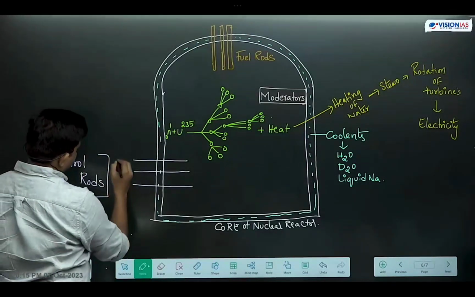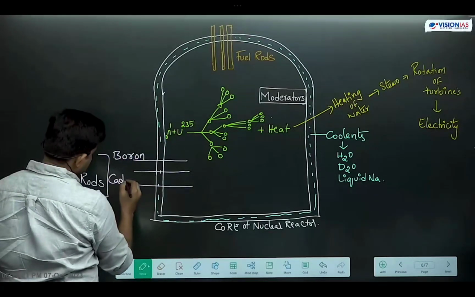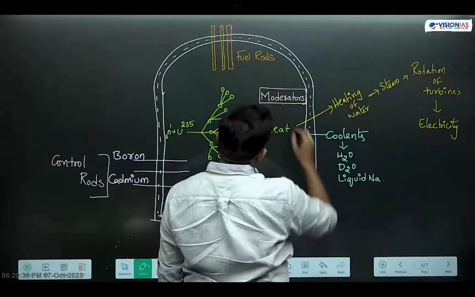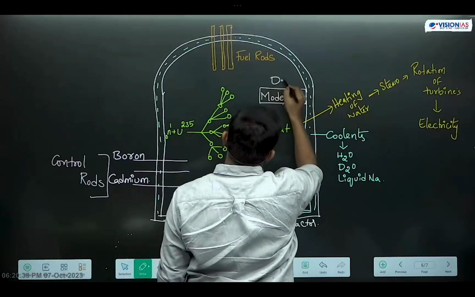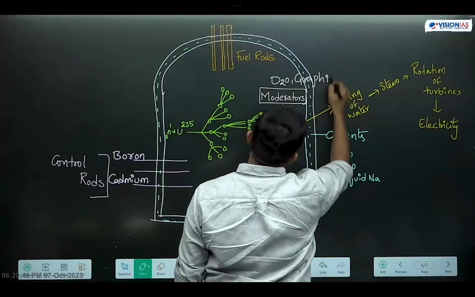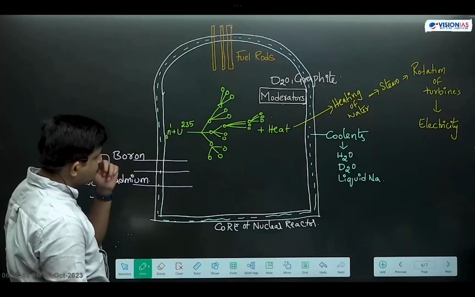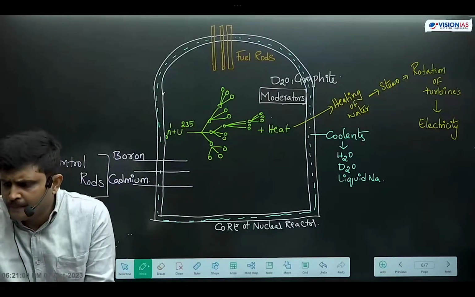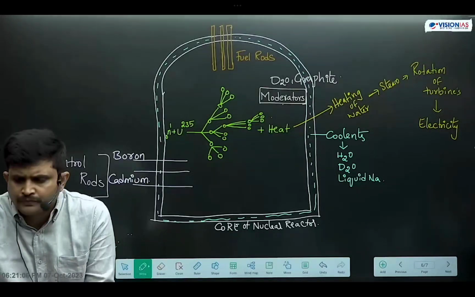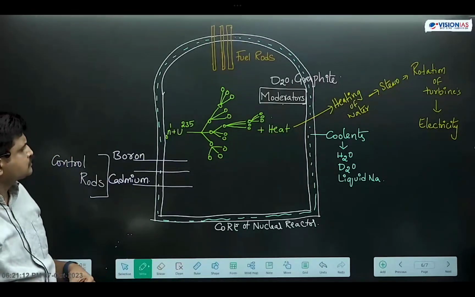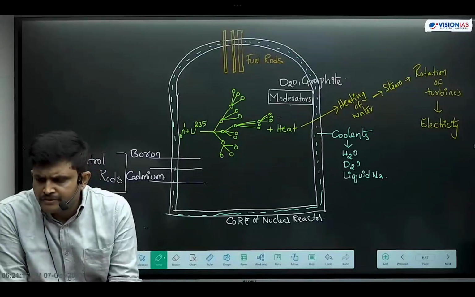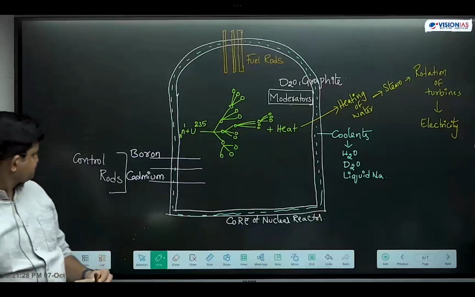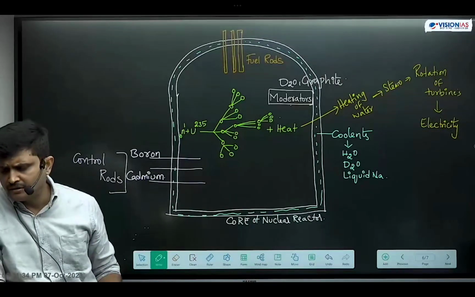First one is moderators. Moderators reduce the speed of neutrons and make the chain reaction more sustainable. Next, generally used moderators are heavy water and graphite.